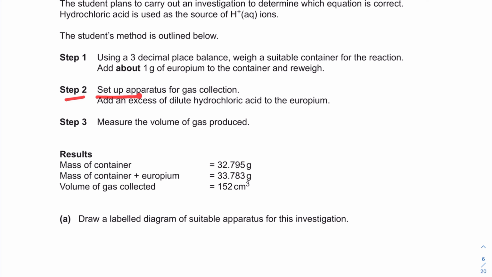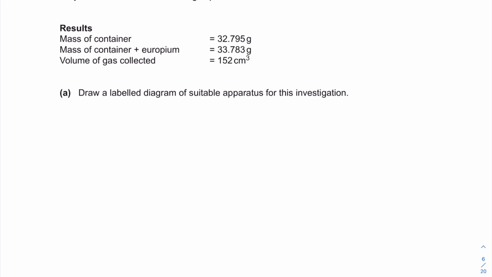Step 2. Set up apparatus for gas collection. Add an excess of dilute hydrochloric acid to the europium. Step 3. Measure the volume of the gas produced, and these are the results. Mass of container, the mass of container plus europium, the volume of gas produced. A. Draw a labeled diagram of suitable apparatus for this investigation.